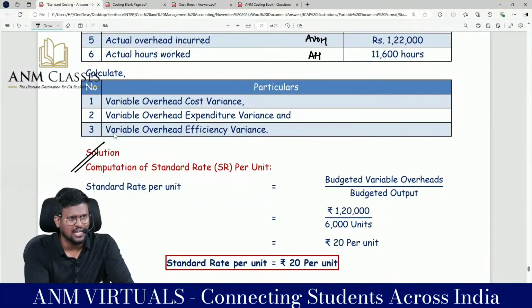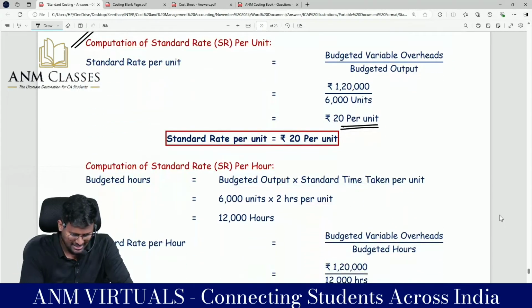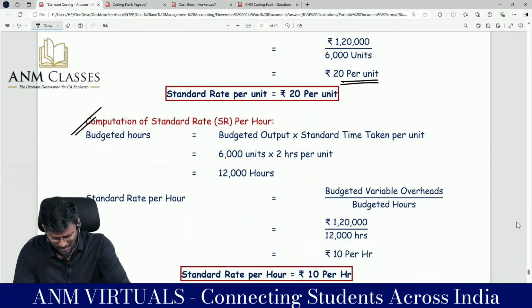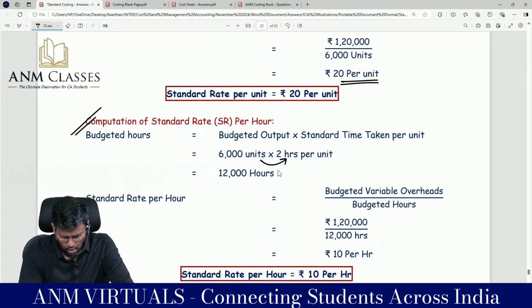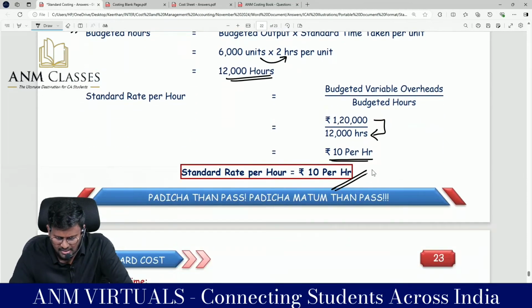Shall I just cruise the answer? Yes, sir. Standard rate is equal to BVOH divided by BO. Correct? Yes, BVOH 1,20,000 divided by 6,000 comes to 20 per unit. That is the standard rate. Shall we calculate standard rate per hour? Yes, which is nothing but 6,000 into 2 hours is the budgeted hours 12,000. So 1,20,000 divided by 12,000 hours comes to 10 per hour. So standard rate per hour is equal to 10 per hour.